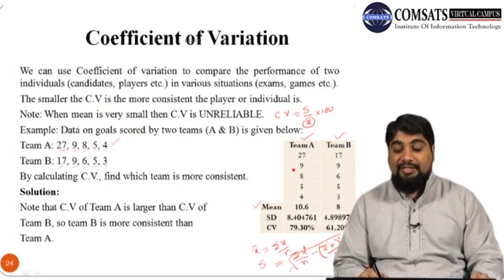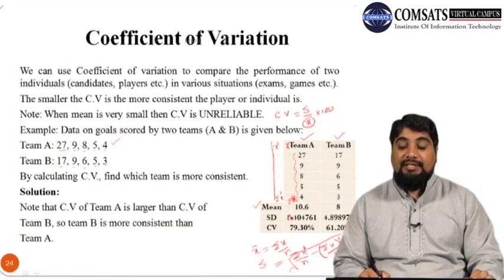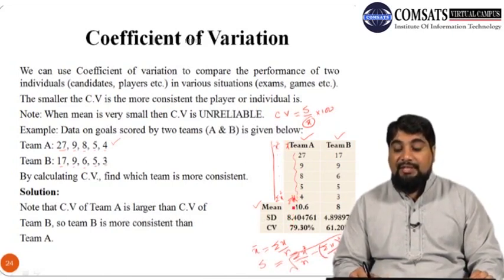So if I label the data as x, construct a new column x square, which will be 27 square, 9 square, 8 square, and so on. Here we can get summation x square. We can add all these values to get summation x, and then we can find the standard deviation for team A. Similarly, for team B, we can label it as y and y square, and we can calculate the standard deviation for team B as well.